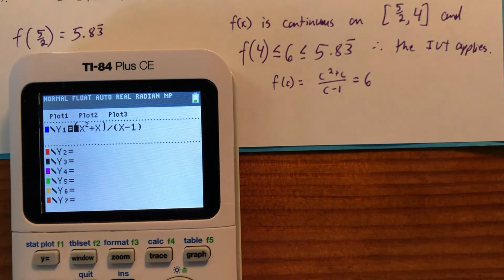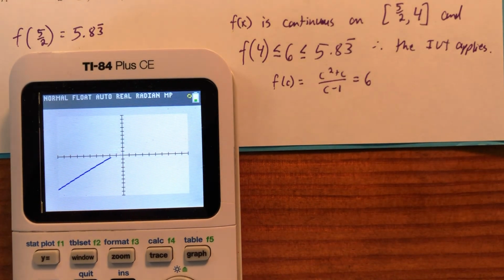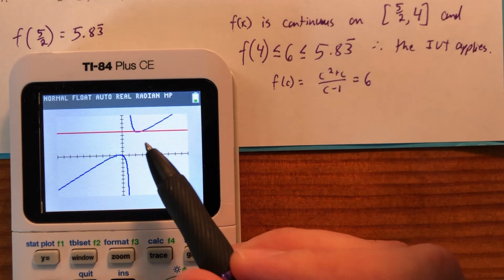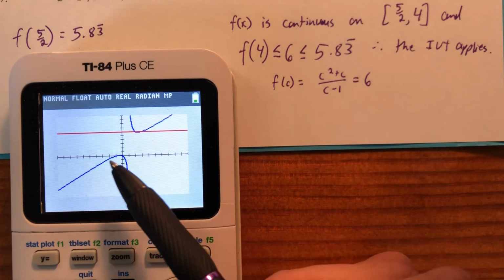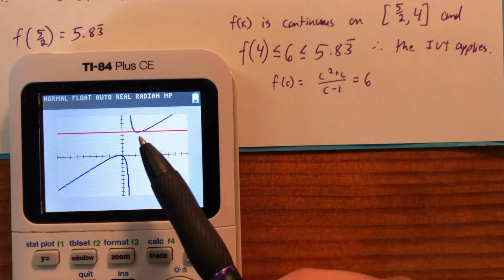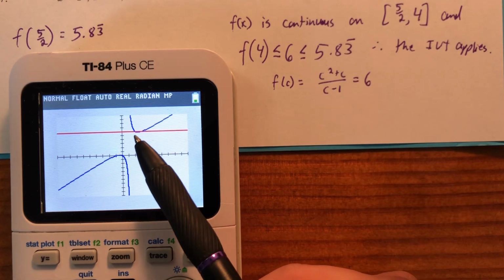All right. We're going to graph that, and we're going to graph 6 and find out where they meet. There it is. And I say there it is. Actually, there they are. There might be more than one of them. So we are finding everywhere that this function, the blue function, meets with the red function. And if you look very closely, you'll see that it happens in 2 places.